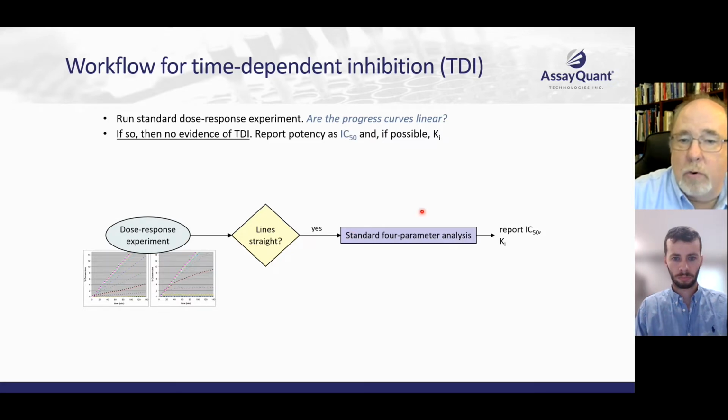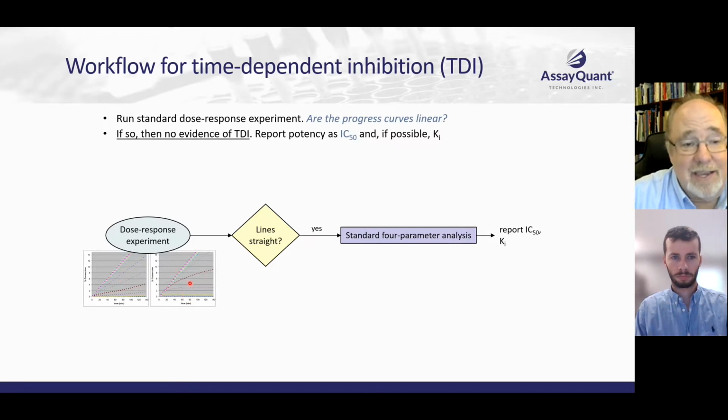And so we can just do our standard 4-parameter fit analysis to generate an IC50, as well as the Ymax and the Ymin and the Hill slope. And then if we have the other important information that we need to generate a KI, we can report all of that information to you for a fully reversible, non-time-dependent inhibitor.